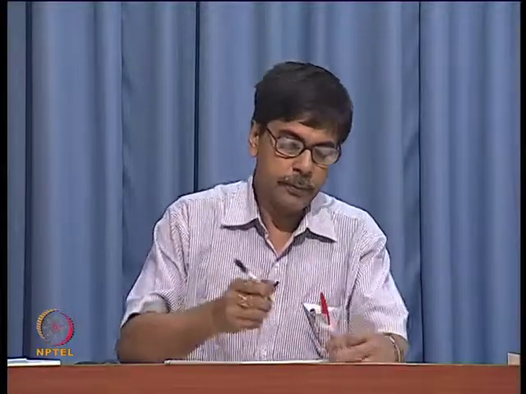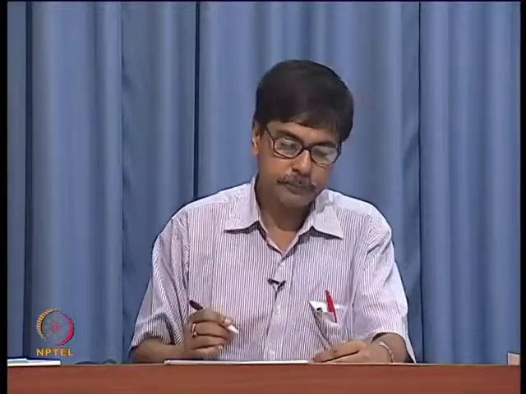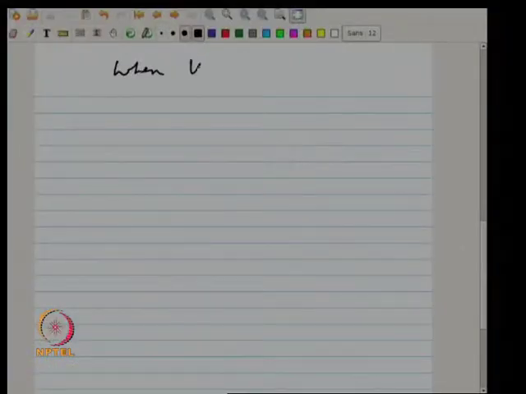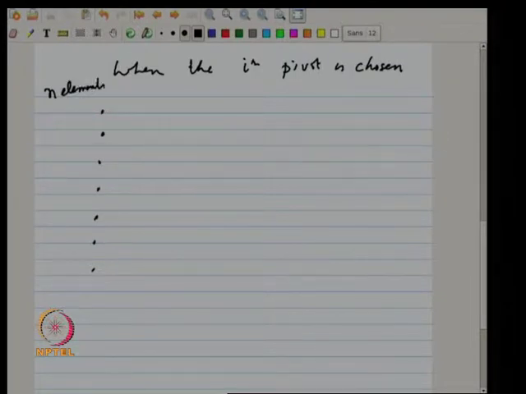Okay. So, let me just point out a few things. One is what happens when the ith pivot is chosen. The scenario just before that, we will view the whole structure as a kind of graph. So, you look at these elements. There are n elements, and there are certain intervals.